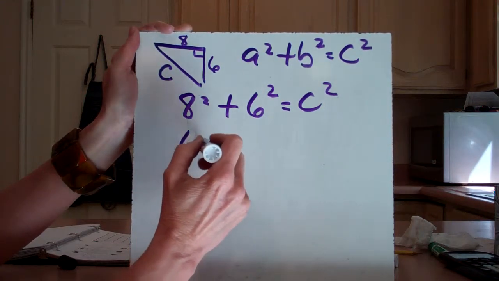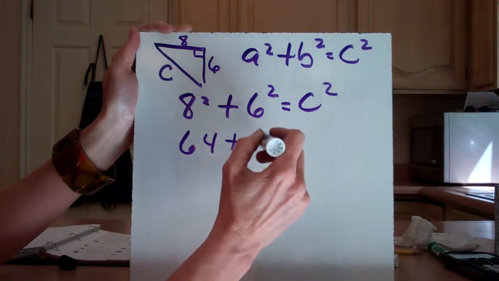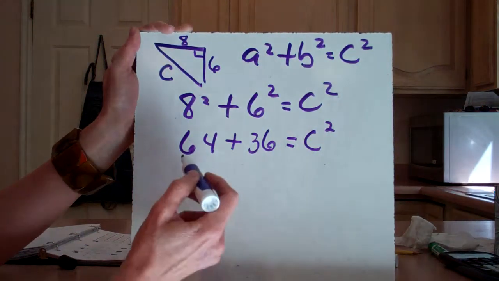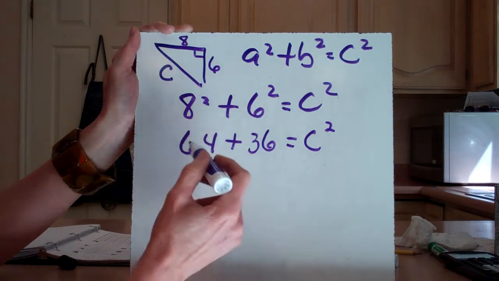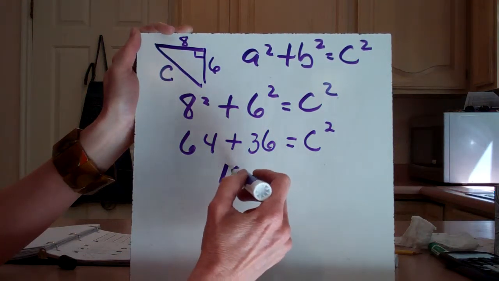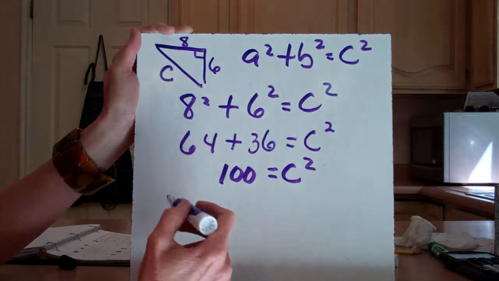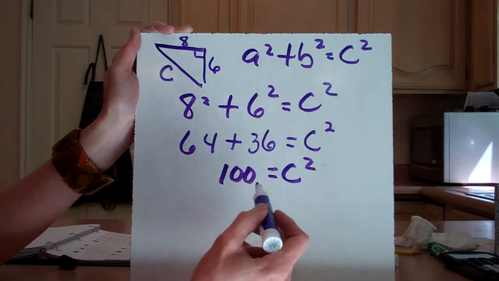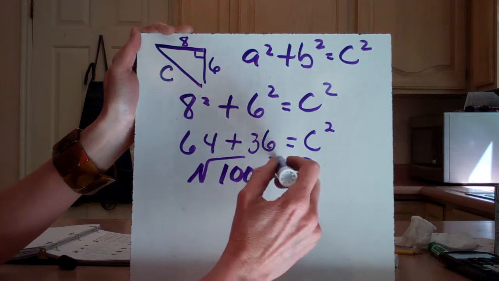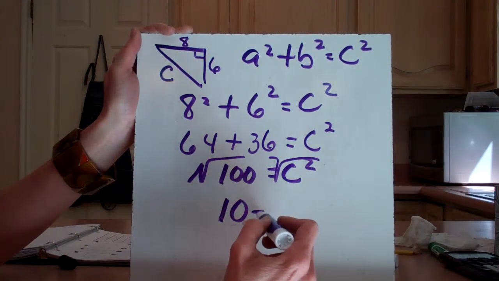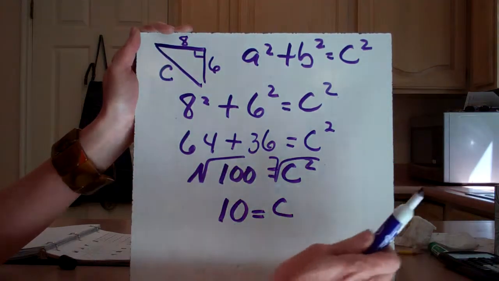8 times 8 is 64. 6 times 6 is 36. So we'll just add these together to get our answers. 64 plus 36 is 100. And in order to get c without the squared, you take the square root of both sides. The square root of 100 is 10. 10 times 10 equals 100. There's the answer to number 1.